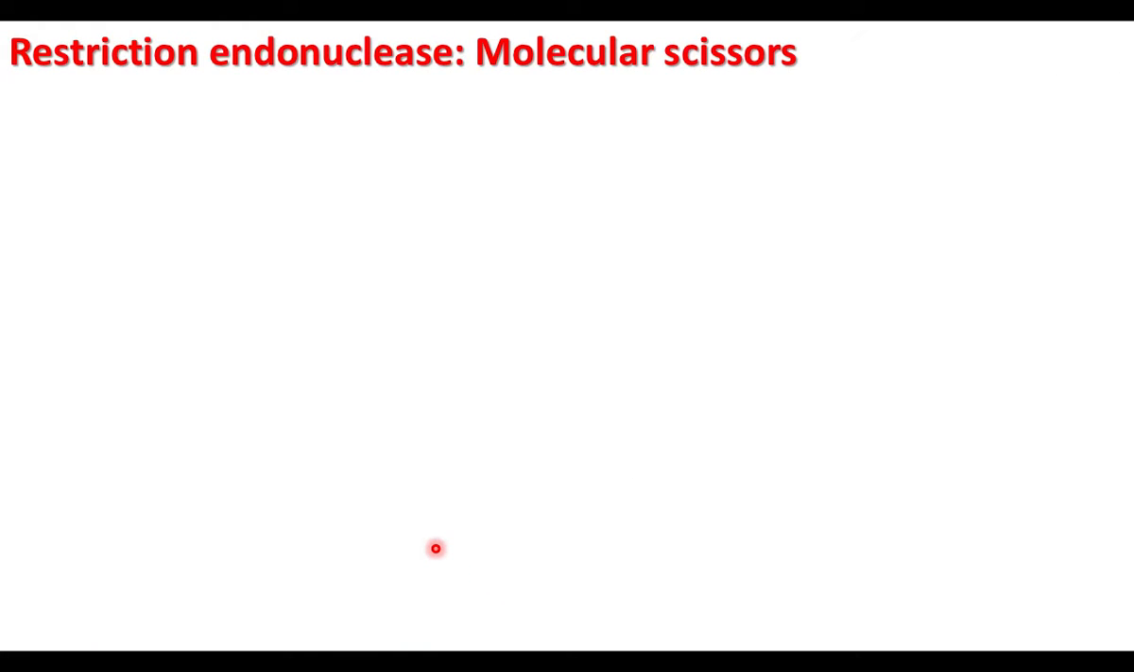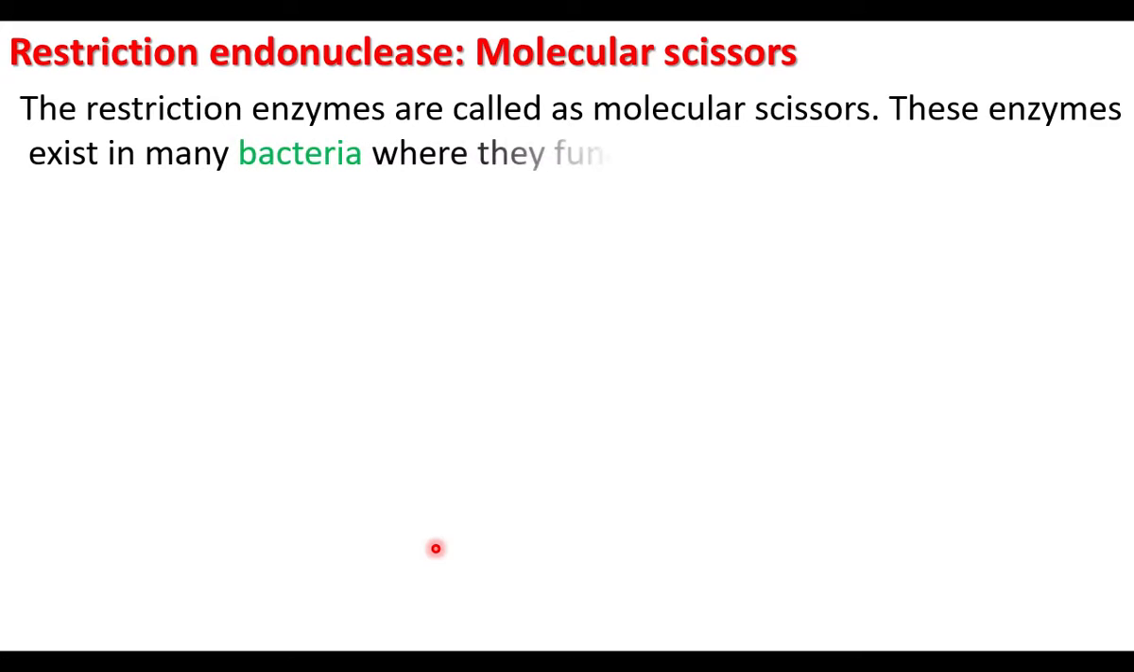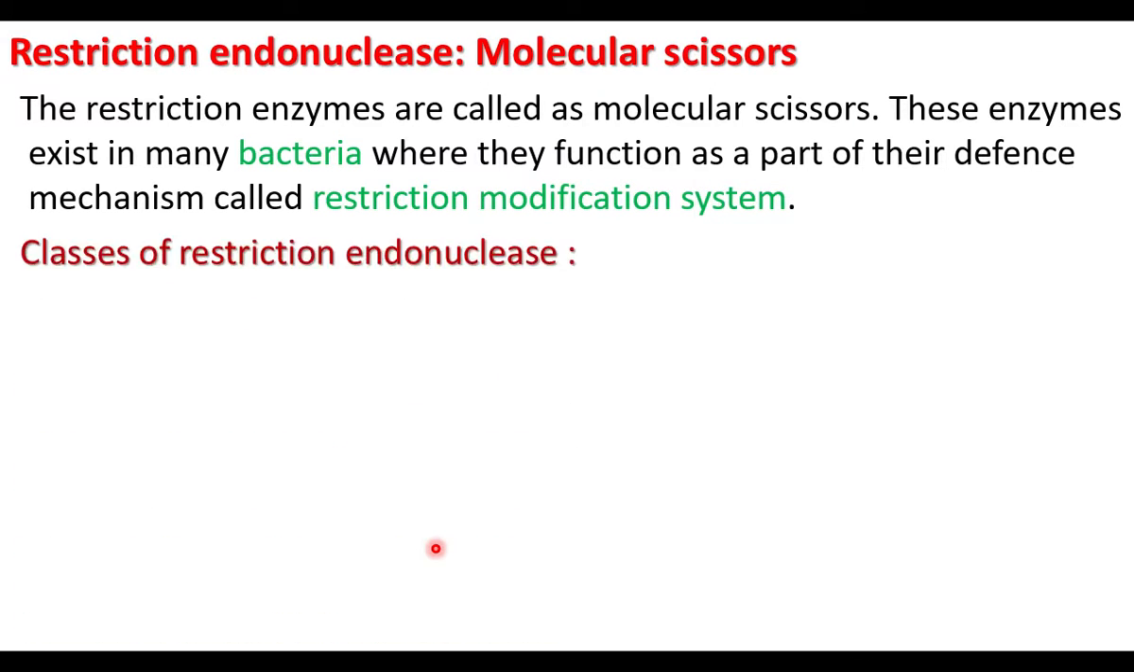Restriction endonucleases are called as molecular scissors. The restriction enzymes are called as molecular scissors. These enzymes exist in many bacteria where they function as a part of their defense mechanism called restriction modification system. So these enzymes protect the bacteria from viruses.